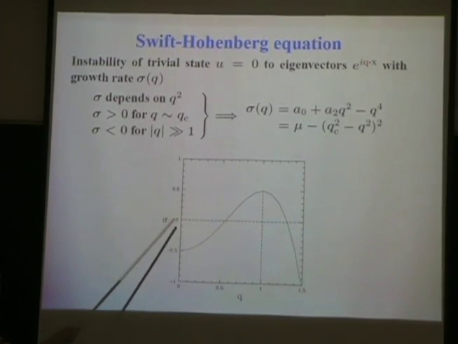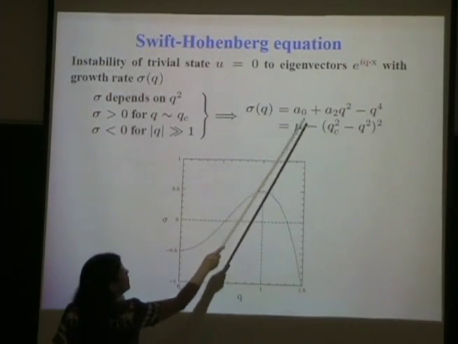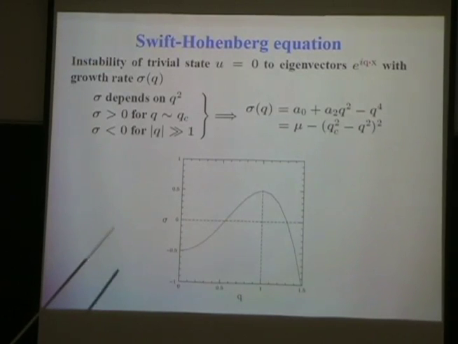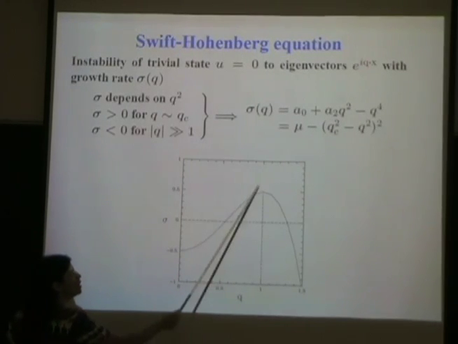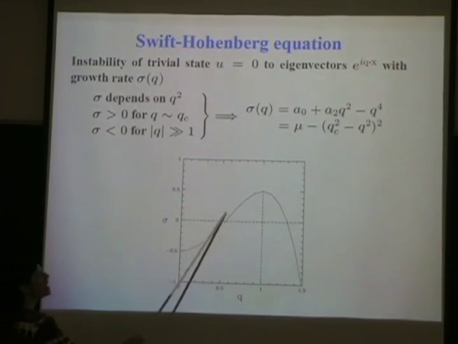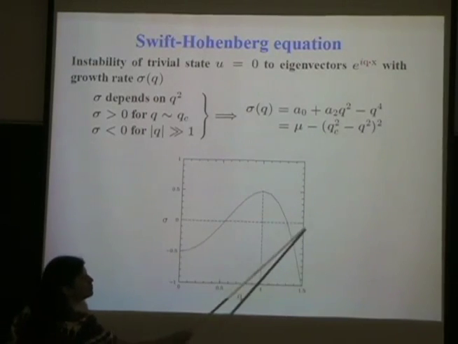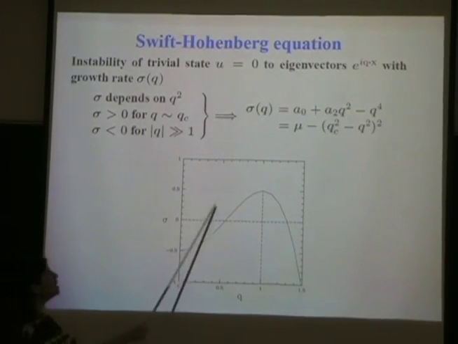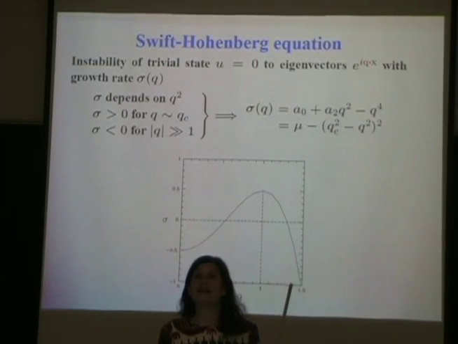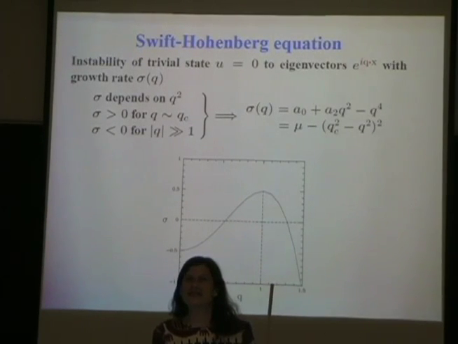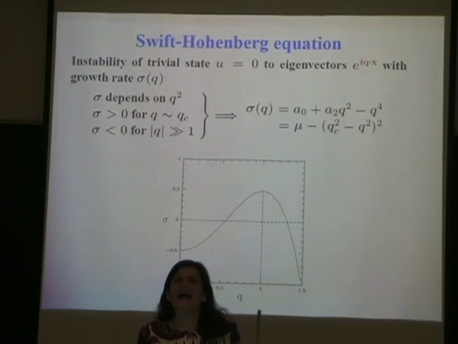Okay, so now I've drawn it. This is the simplest function that will satisfy all those properties. So this is a growth rate, and it's positive near qc. Here I've chosen 1. Okay, and it's negative far enough away. And it's even in q, it depends only on q squared. Okay? Yes? Are you going to tell me that's not true, that there's another function? No? Okay. So, why the growth rate has to be analytic?